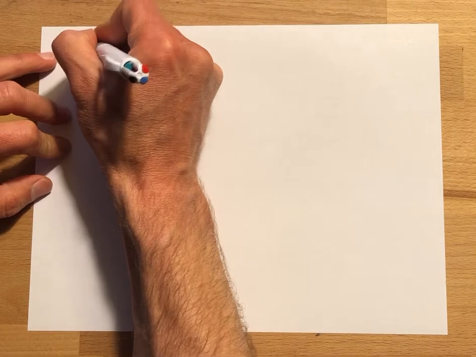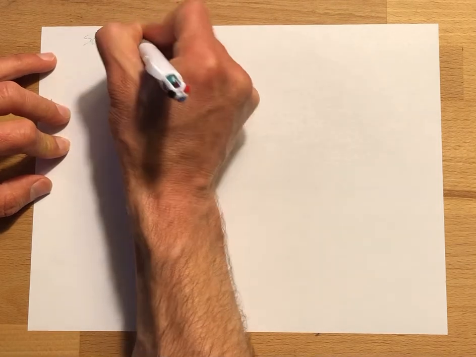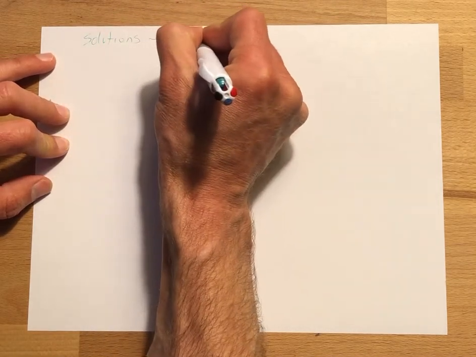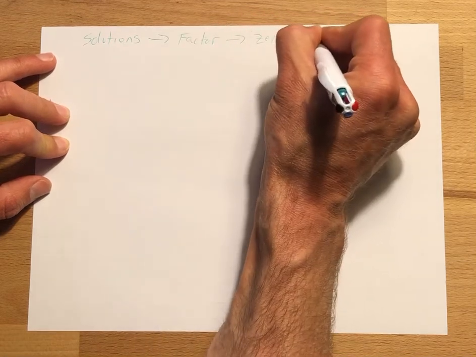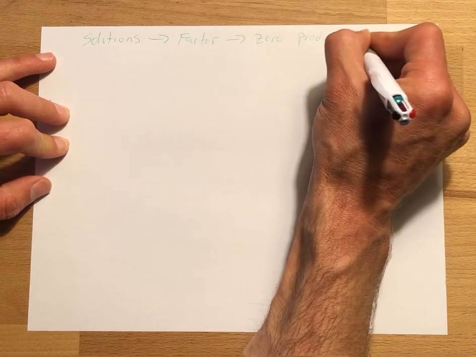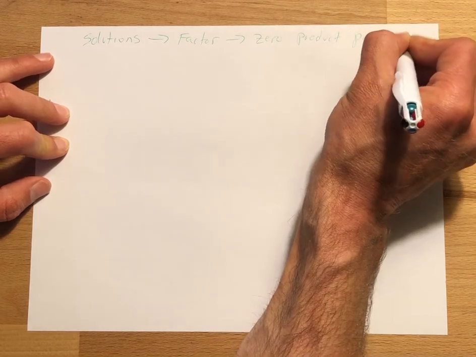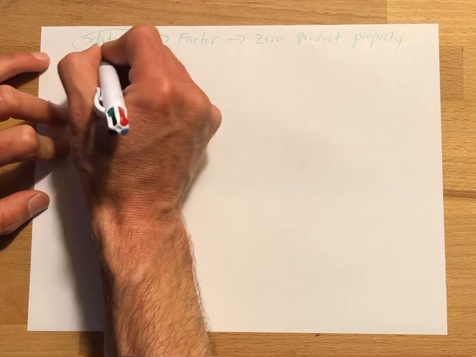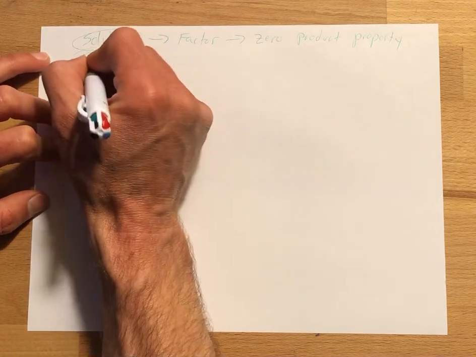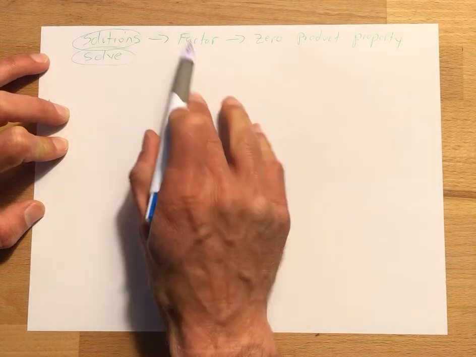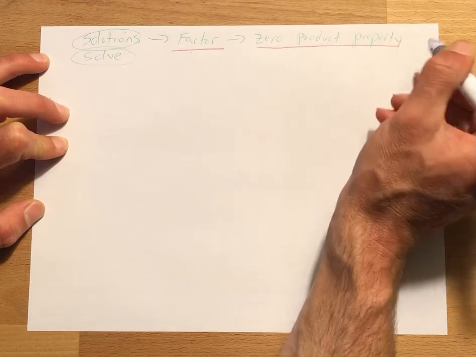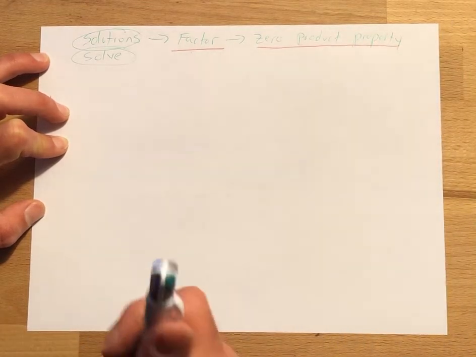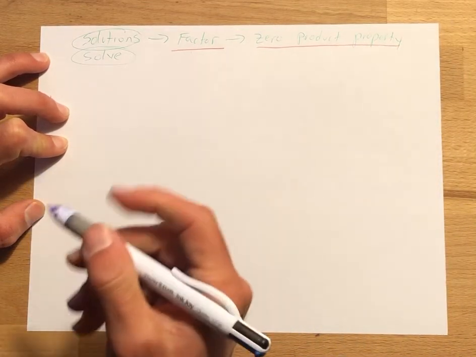So whenever you see the word solution, it always means you have to factor and then use the zero product property. So whenever it says solutions or when it says solve or find the roots, it's always factor first. And then use the zero product property, meaning set every variable equal to zero. So let's do that for the first one.